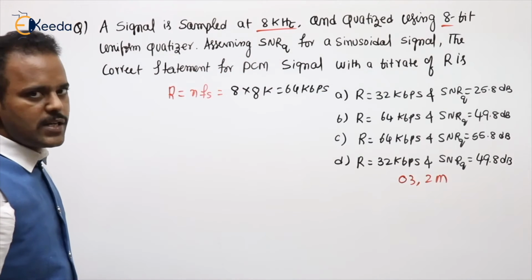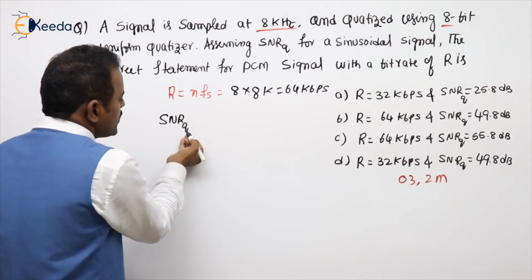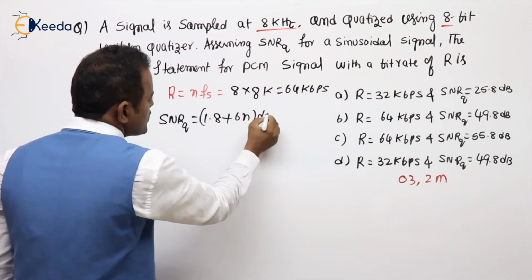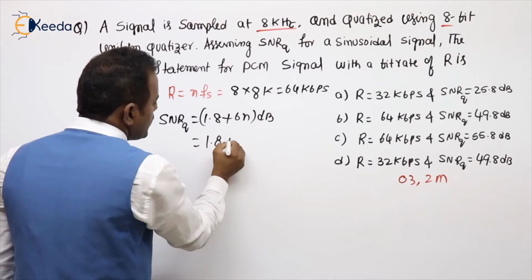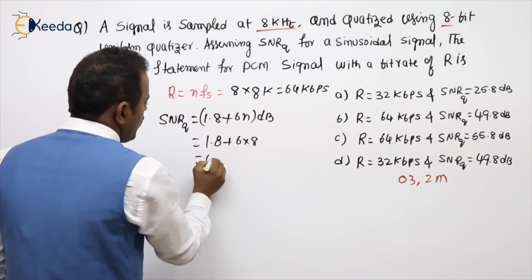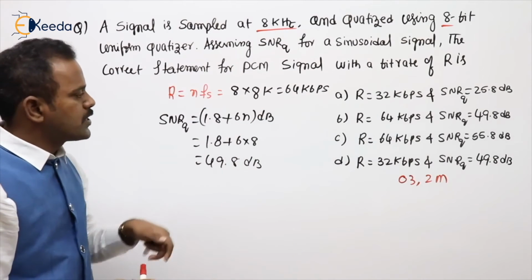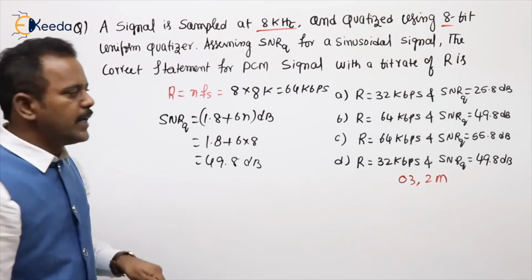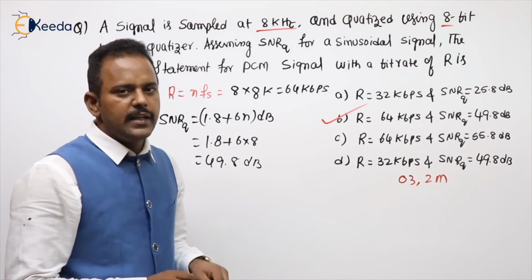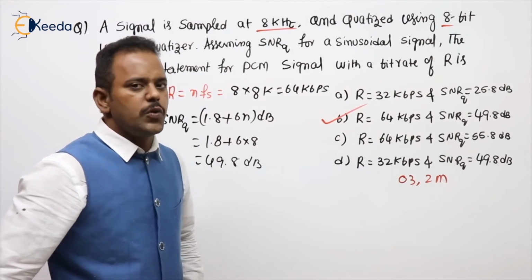What is the second one? It is asking the signal to noise ratio for a sinusoidal signal. What is the SNR value? Of course, SNR_Q, signal to quantization noise ratio, is 1.8 plus 6n in decibels. 1.8 plus 6 into what is the n value? 8. So 6 eights are 48, so 49.8 decibels. Now you can check: R value 64, SNR is 49.8 dB. So option B. Regularly they ask these questions on bit rate and SNR value. Mostly they will ask for sinusoidal or, in rare cases, uniform distribution.